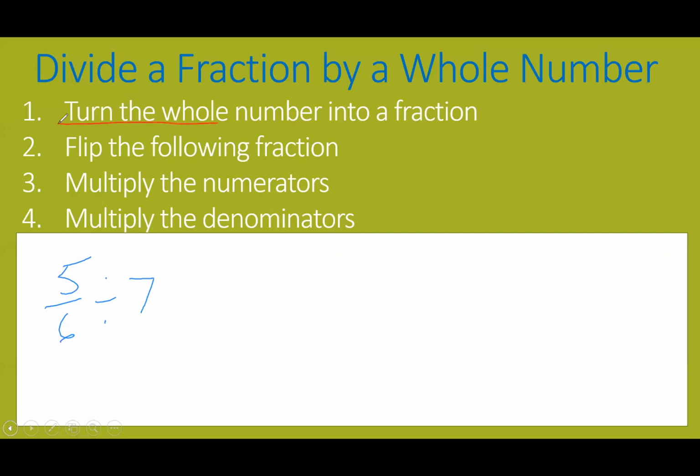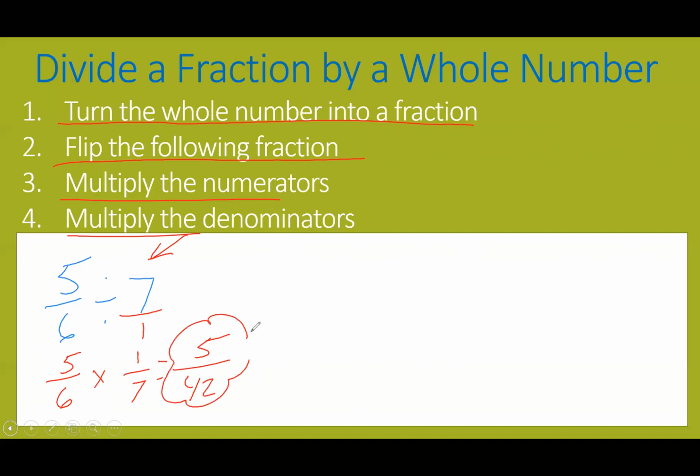Okay, step 1, turn the whole number into a fraction. Done. And now we're going to flip the following fraction. That's this one. It's the second fraction. 5/6 stays the same, but 7 over 1 becomes 1/7. And now multiply, multiply. 5 times 1 is 5. 6 times 7 is 42. My answer is 5 over 42.